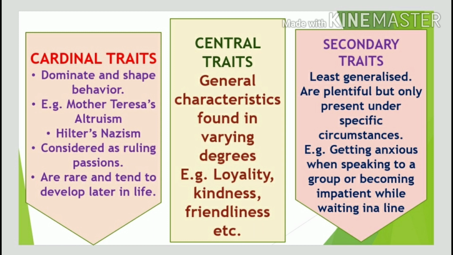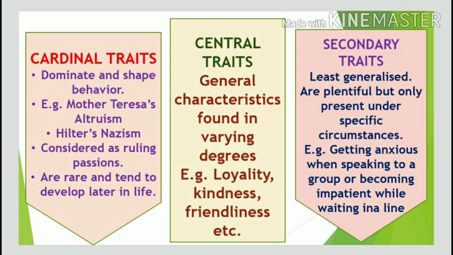Alright. So people with such personalities can become well known for these cardinal traits, so that their names are often synonymous with their qualities. For example, Mother Teresa's altruism. She is still known for her kindness. She was kind to people irrespective of color, caste, and creed. Altruism means helping others without any benefit, without any reward in turn. So she is still known by this trait.